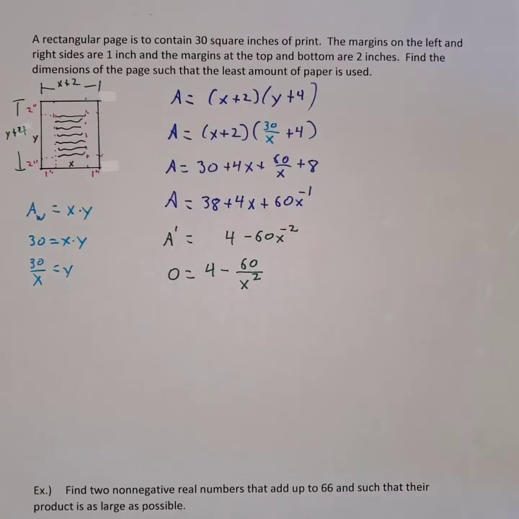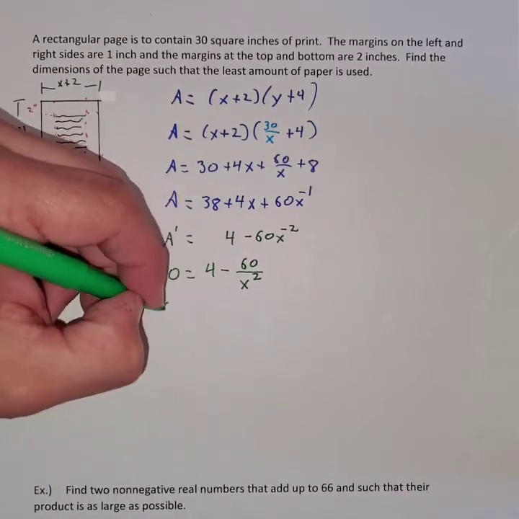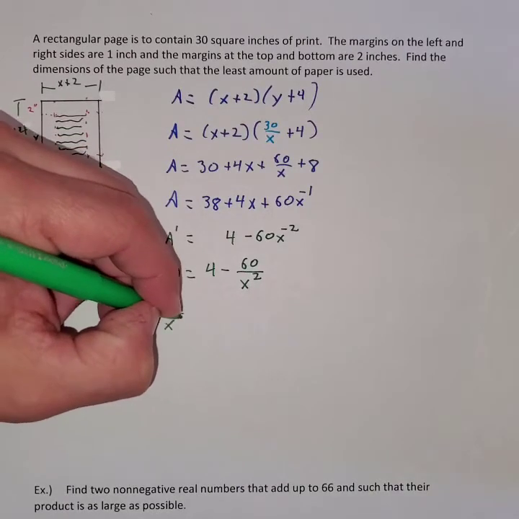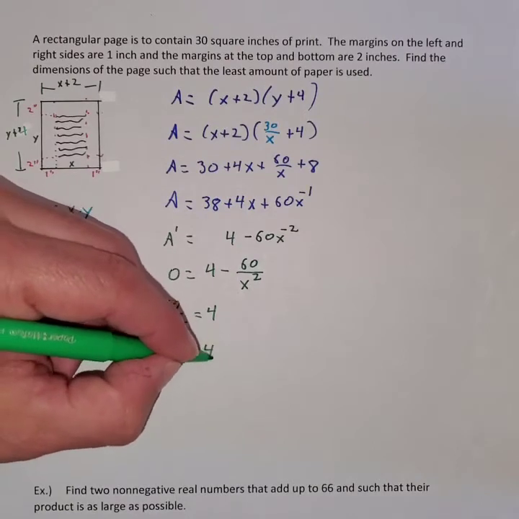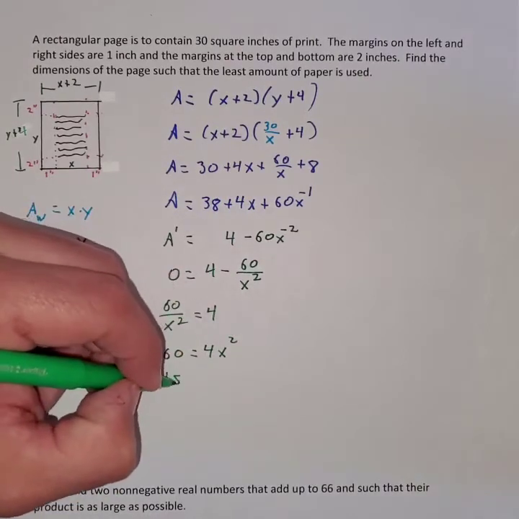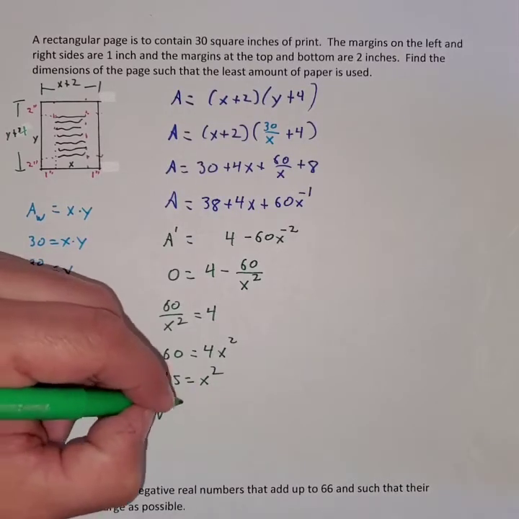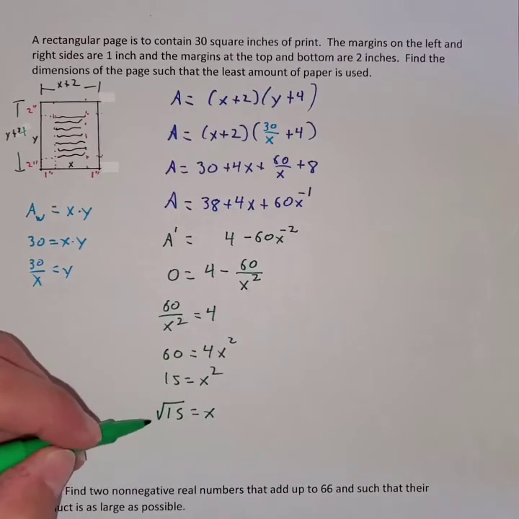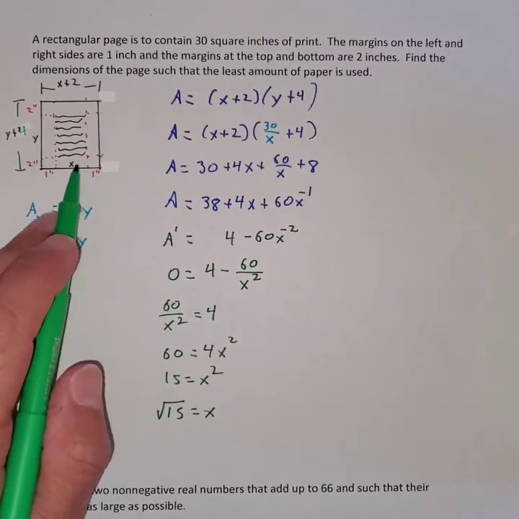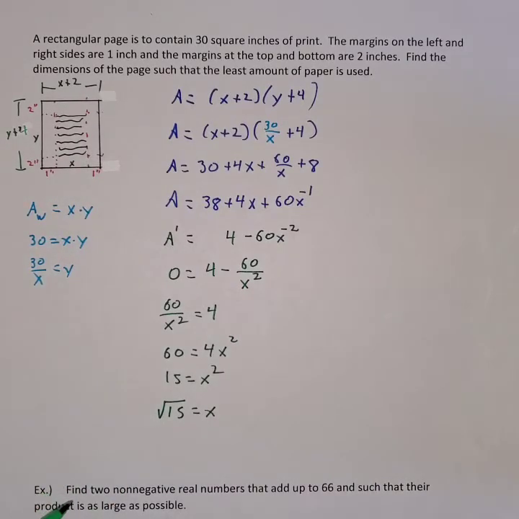Okay, so now just a little algebra to solve for X. I'm going to move my negative term over, then multiply by X squared, and divide. So 15 equals X squared. I'm going to take my square root. Now I should get plus or minus square root of 15, but remember on our paper, we don't need a negative distance for our writing, so only the positive is going to matter here. So X equals square root of 15.